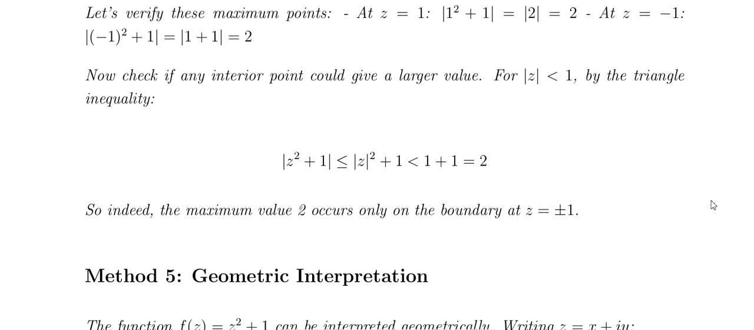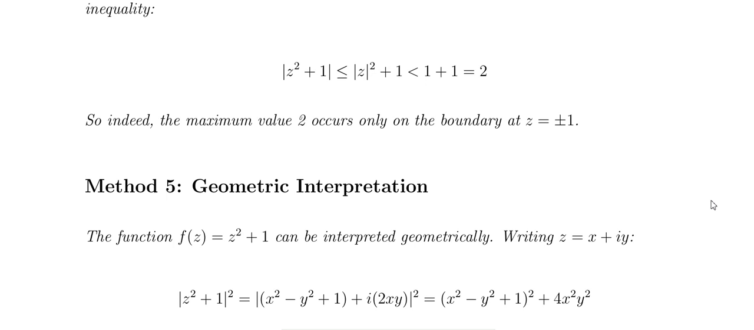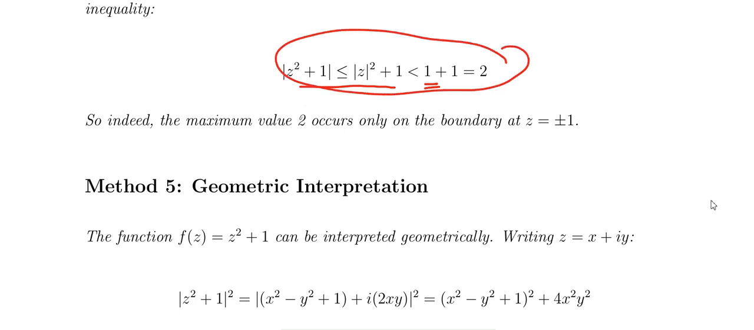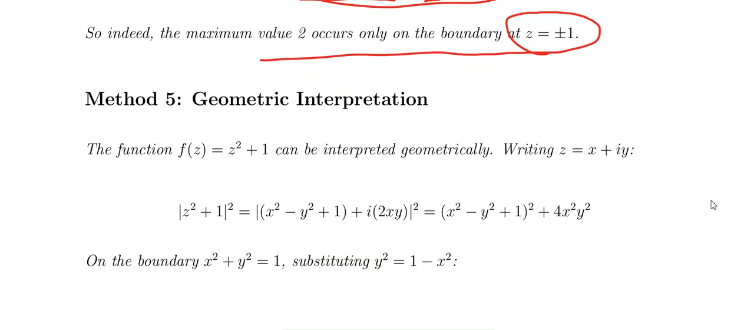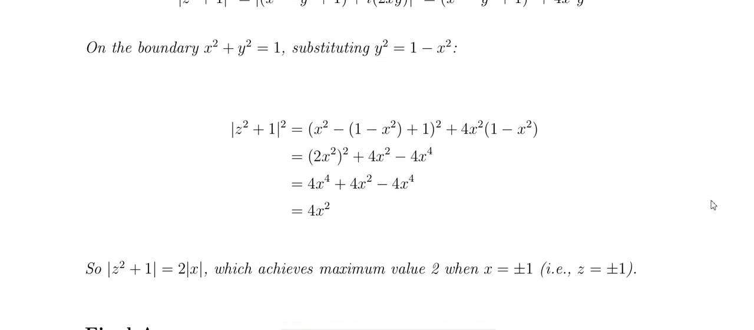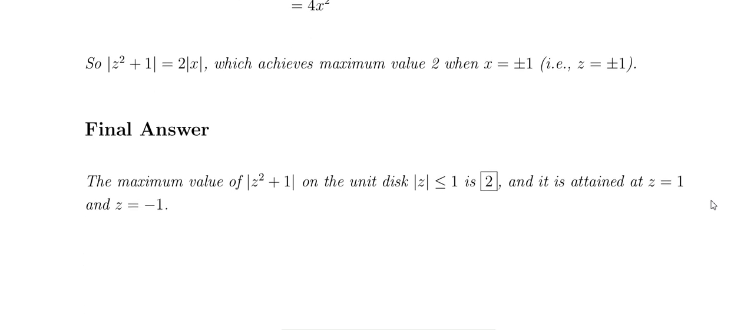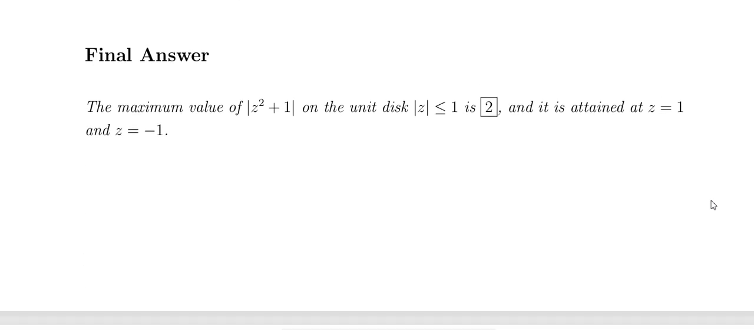So at z equal to 1, what is the value? Mod of z square plus 1 is less than or equal to mod z square plus 1. Mod z is 1 only on the boundary, so the maximum value is 2. It occurs only on the boundary, at z equal to 1 and minus 1. That is the best; the maximum value occurs only on the boundary, and that maximum modulus value is 2.